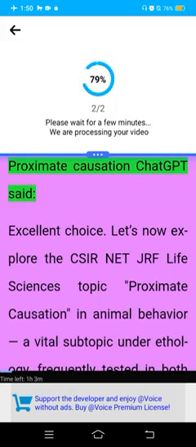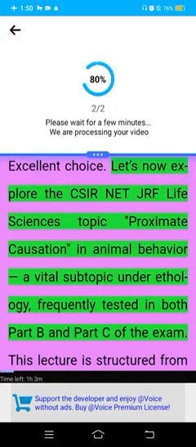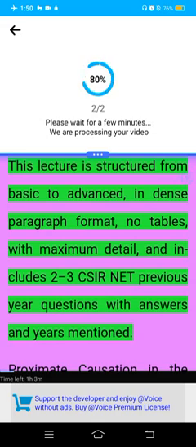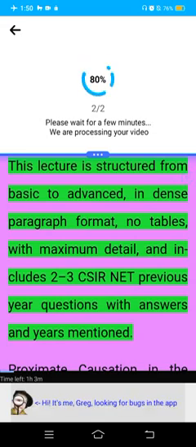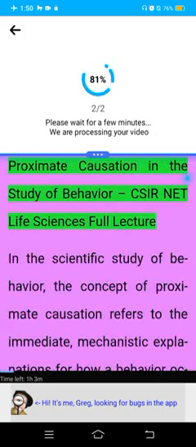Proximatization. ChatGPT said. Excellent choice. Let's now explore the CSIR-NET JRF Life Sciences topic, proximate causation, in animal behavior, a vital subtopic under ethology, frequently tested in both Part B and Part C of the exam. This slide is structured from basic to advanced, in dense paragraph format, with tables, with maximum detail, and includes 2 to 3 CSIR-NET previous year questions with answers and years mentioned. Proximate causation in the study of behavior, CSIR-NET Life Sciences full lecture.